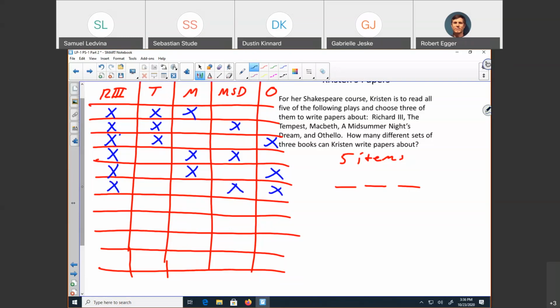Interesting to note the pattern here: we had Richard III, there were 6 of them. The Tempest was 3. Then we went down to 2 for Macbeth and 1 for the Midsummer Night's Dream and Othello. Interesting. All right, so now we're done with Richard. We've done every combination of Richard III with the Tempest, with Macbeth, Midsummer Night's Dream, or Othello.